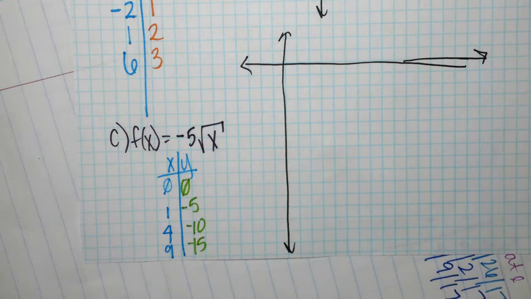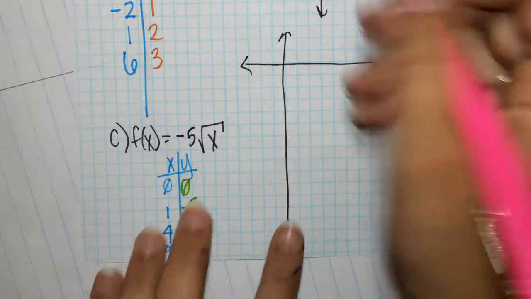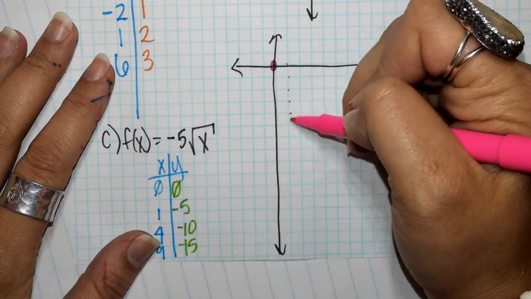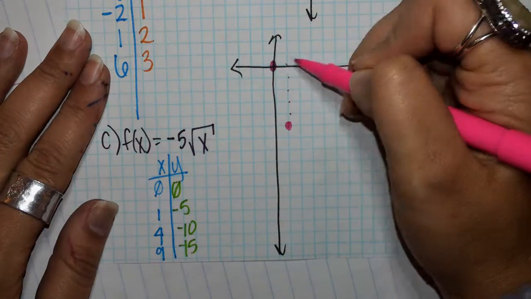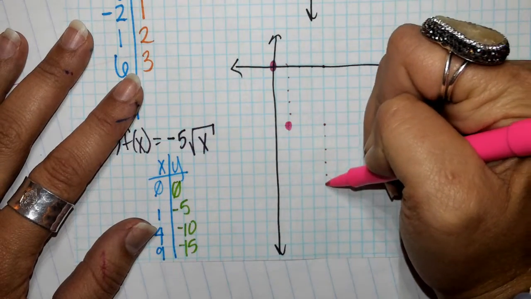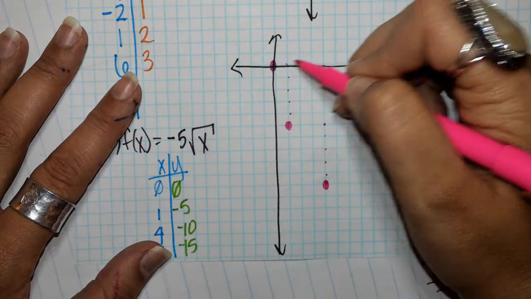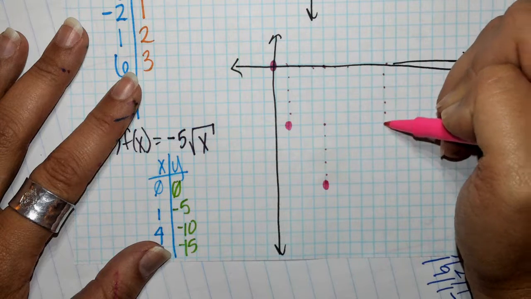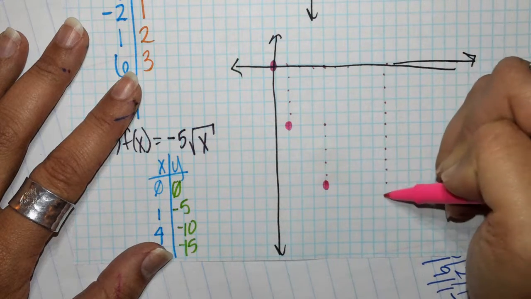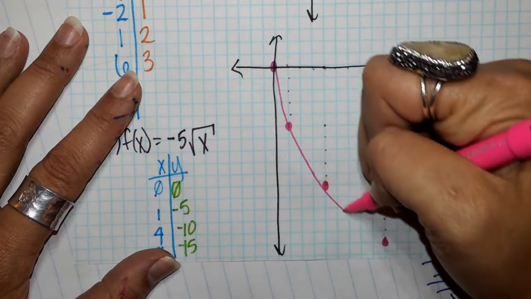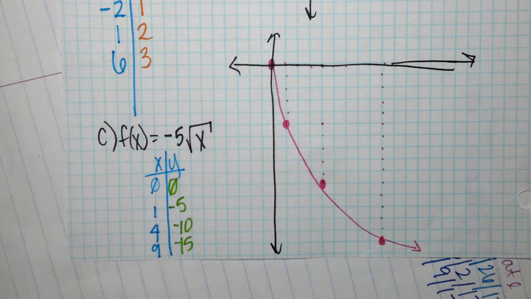Well, John, you're right. Y'all ignore her. All right, 0, 0. And then we're going to go right 1, down 1, 2, 3, 4, 5. Right 4, down 10, 5, 6. And right 9, down 13, 14, 15. What did it do to it? It stretched it.